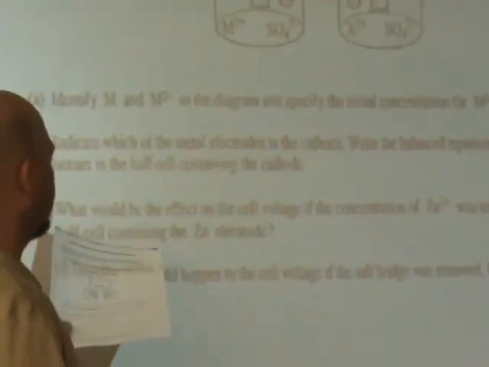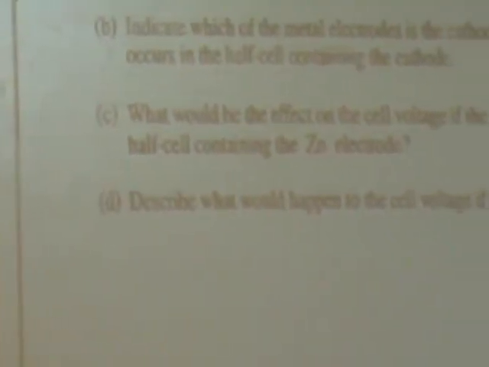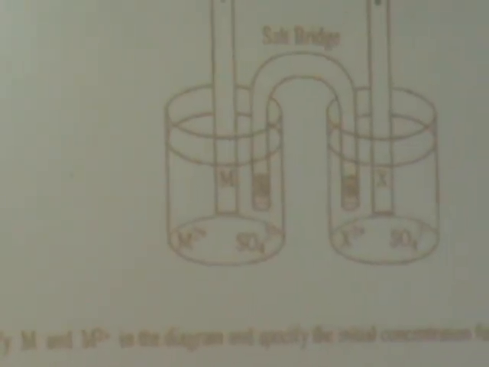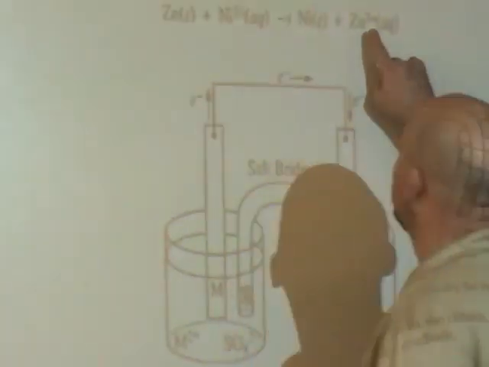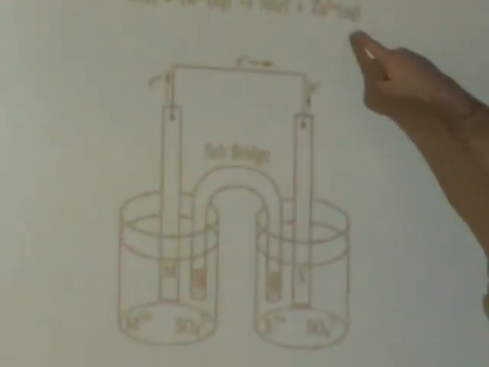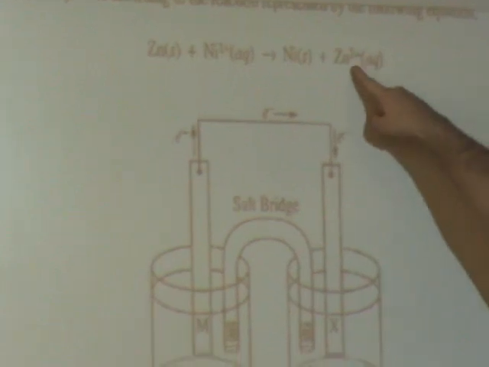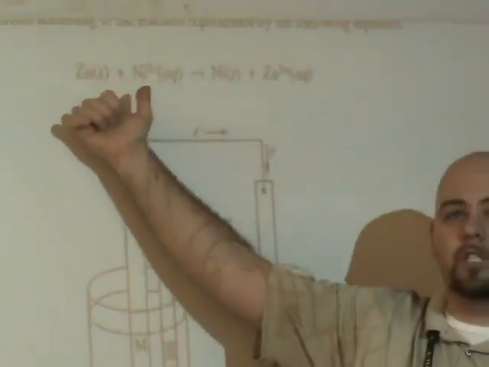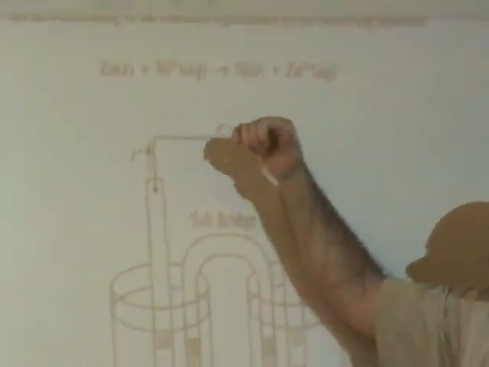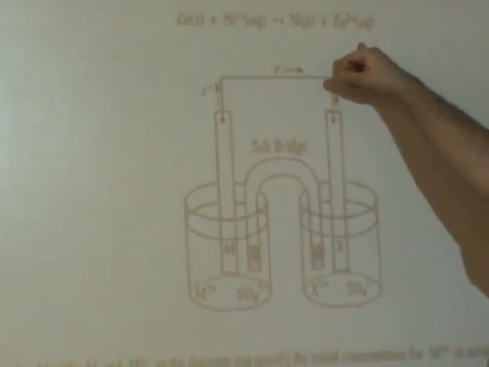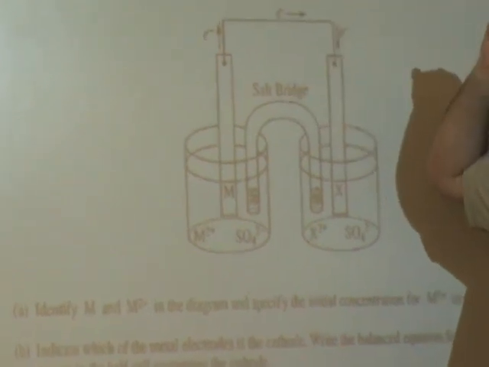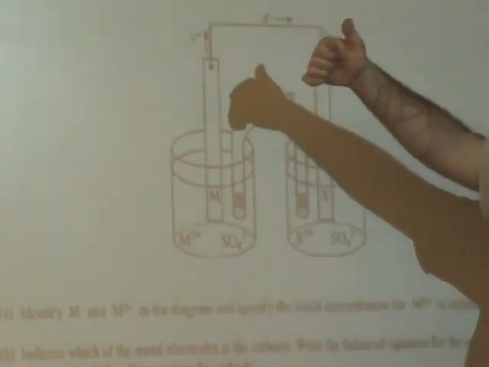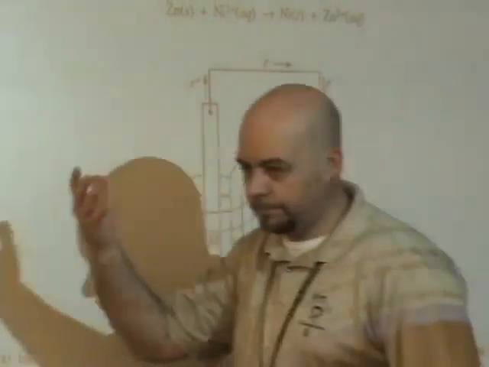What would be the effect on the cell voltage if the concentration of zinc plus 2 were reduced to 0.1? Okay. So again, this goes back to our discussion of Q last time. Essentially, it's like removing product. If I remove product by taking this down to less than 1 molar, the reaction shifts towards product. So what is the effect on the cell potential? If it goes more towards the product, the E0 will increase. Higher voltage.